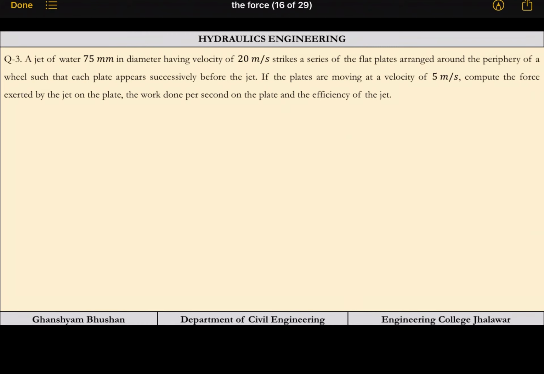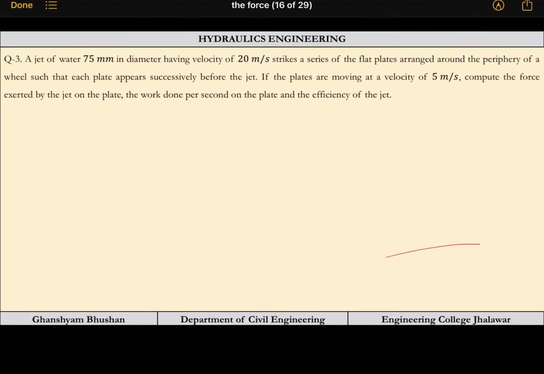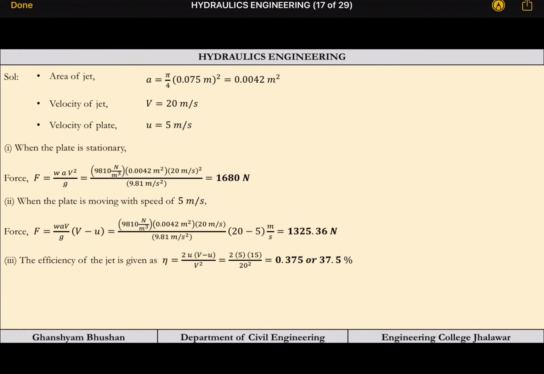So if the plates are moving at a velocity of 5 meters per second, compute the force exerted by the jet on the plate, the work done per second on the plate, and the efficiency of the jet. This is a very straightforward question. Everything is given. Just use the formula: area, the velocity of the jet, the velocity of the plate.